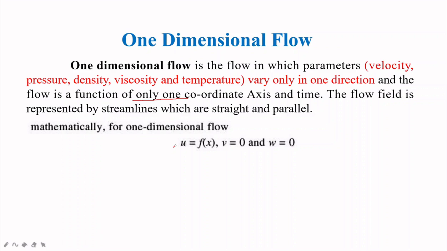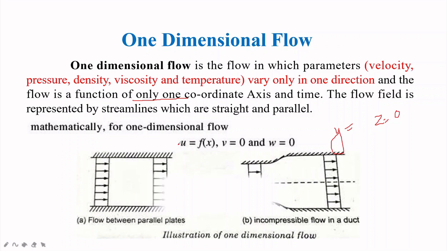So mathematically, for one dimensional flow, what can we write? u is a function f of x, where x is the axis. And what about y? In the y axis there is no flow, as it is only one dimensional, and also in z we are not considering it. We are considering only the x direction. For example, the velocity is a function f of x.